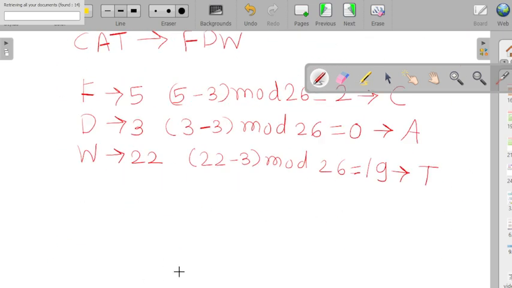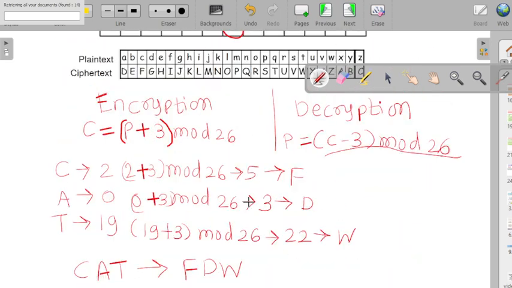So our ciphertext message, that is FDW, can be decrypted, and after decryption we got the plaintext message, that is cat. So we have done with our encryption as well as our decryption as per these two formulas.